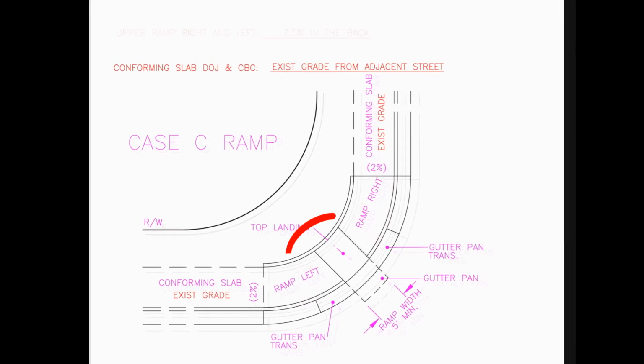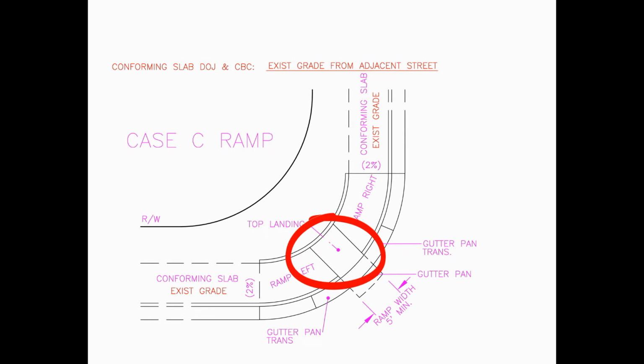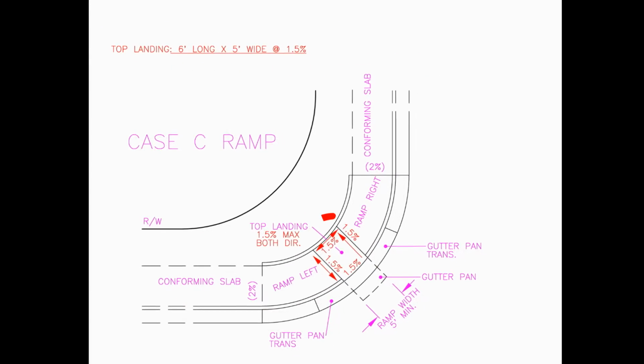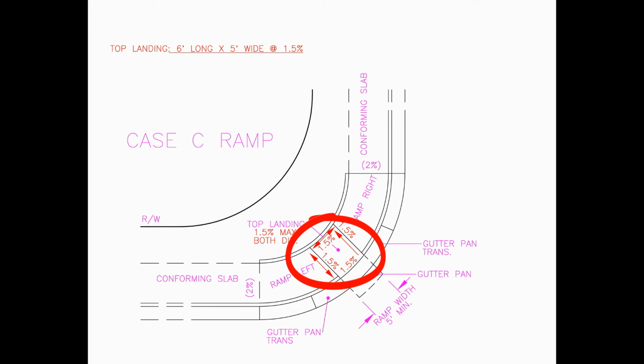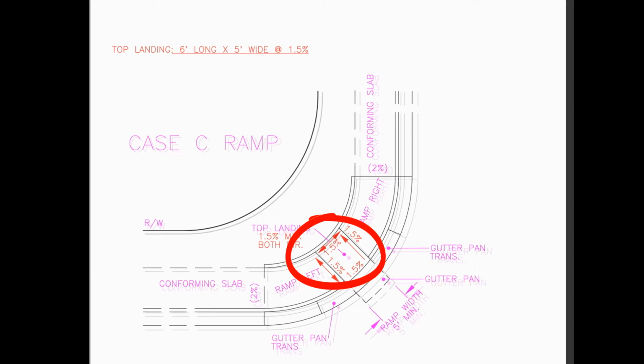What is the landing grade? The correct answer is the landing grade will be 1.5% in either direction and will have a length of 6.